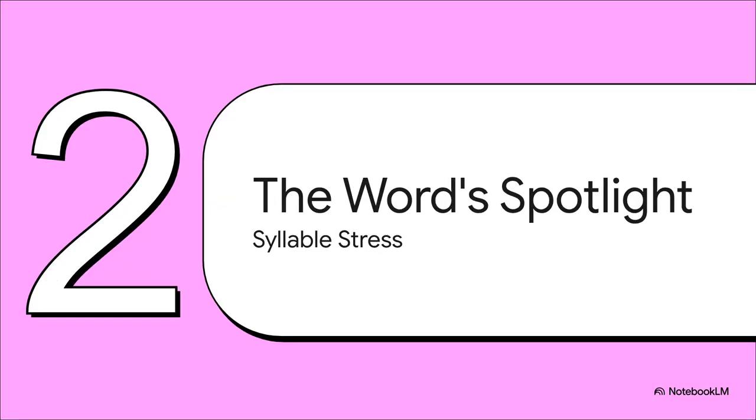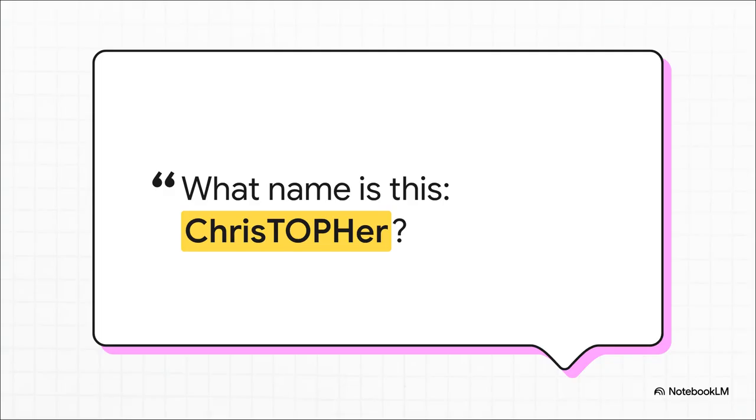Okay, so we've got our blueprints. Now we need our second tool. And I like to call this one the spotlight. See, in every word that has more than one syllable, one part gets all the emphasis. It gets the spotlight. And the technical term for this is syllable stress. And to see just how much this matters, let's try a quick experiment.